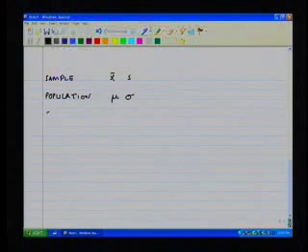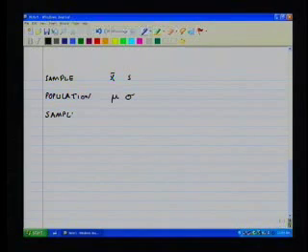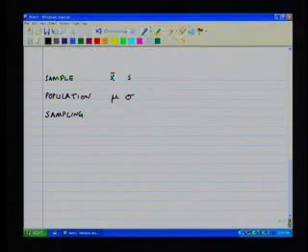Let's see what we know about the sampling distribution. Let's talk about a specific sampling distribution. Let's talk about a sampling distribution of sample means. A sampling distribution of sample means.